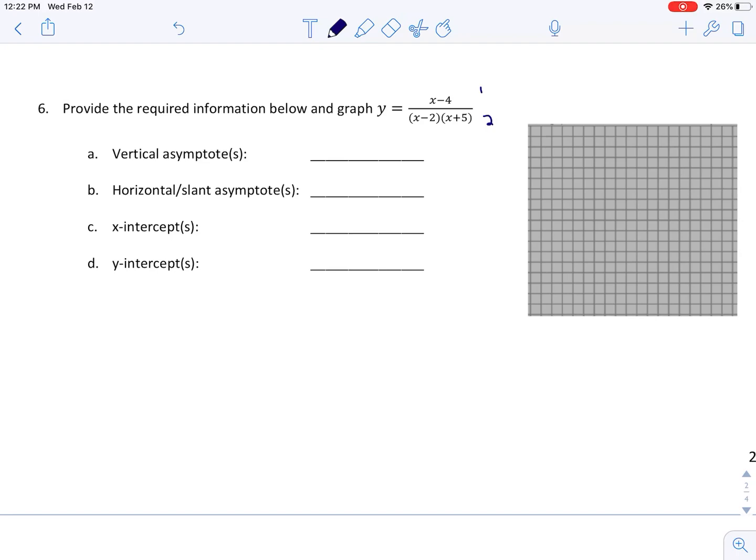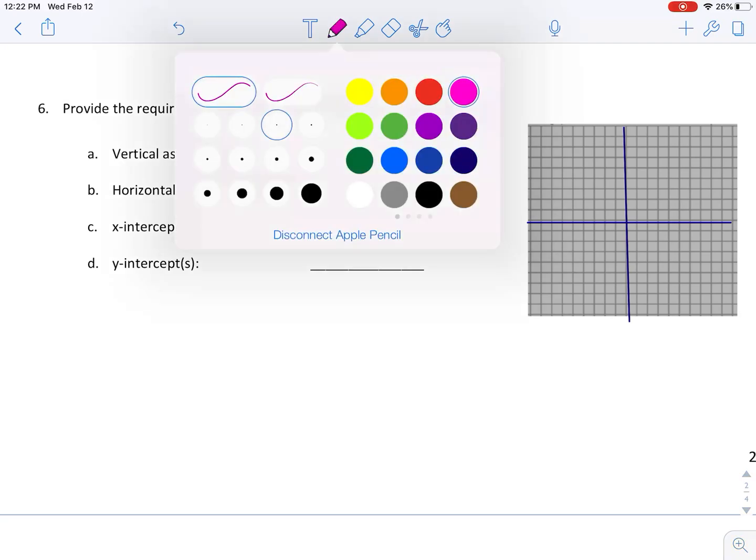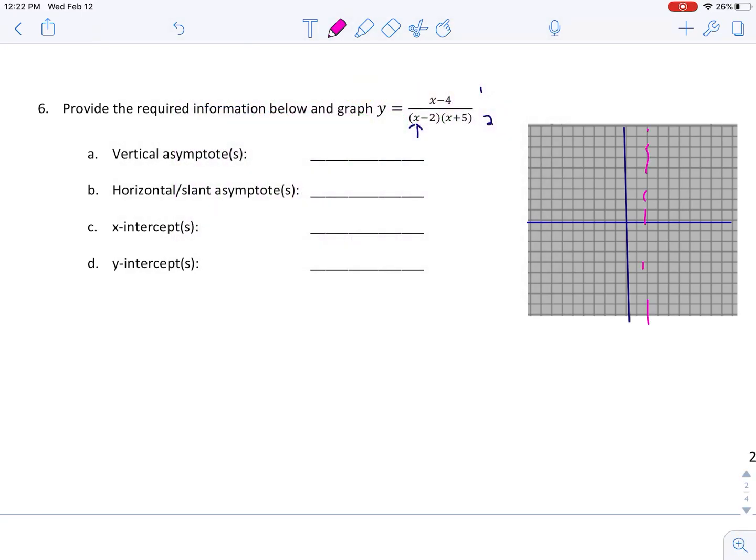So for the vertical asymptote, remember that's the same for all proper, equal, and improper, and the vertical asymptote is the 0 of the denominator. So what would make that 0? The number 2, because 2 minus 2 is 0. And what would make this 0? That would be negative 5. And it would run right through there like that, okay?